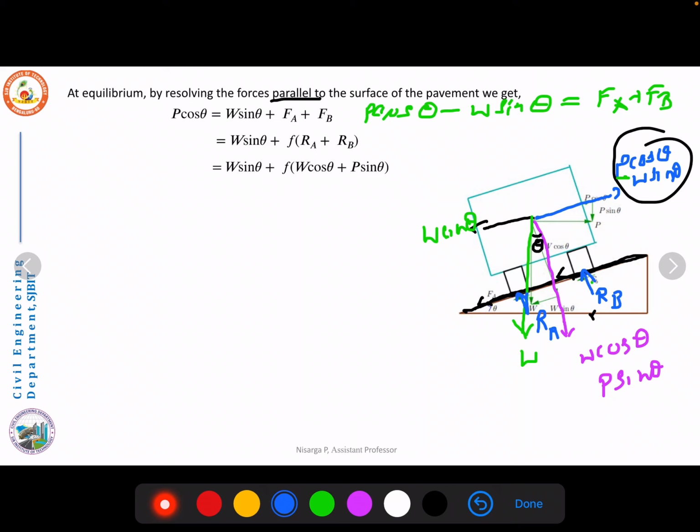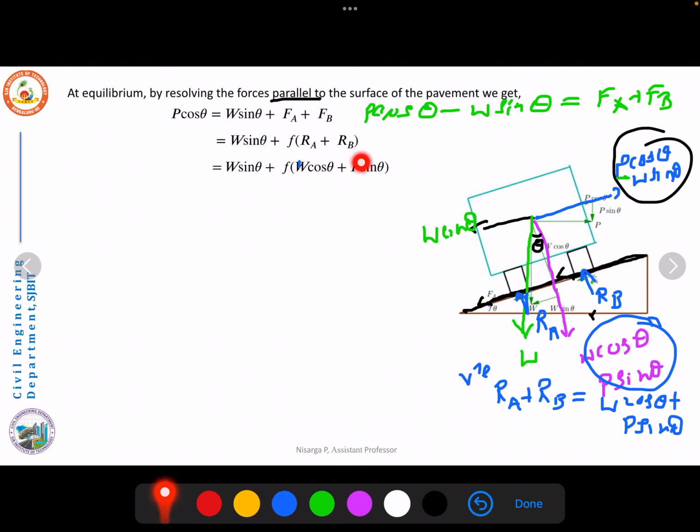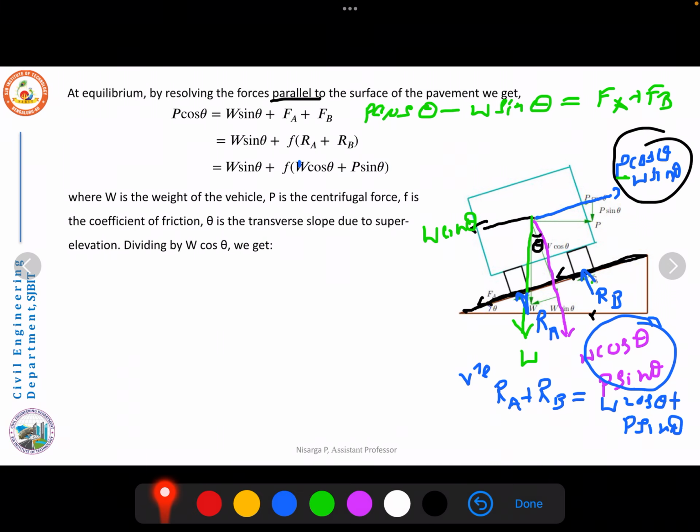So we'll consider all the forces acting in the vertical direction. Taking the vertical direction, we have Ra and Rb, the resultant forces, which will be equal to W cos theta plus P sin theta. That is what has been substituted here. In place of Ra and Rb, we are substituting the forces acting in the downward direction, W cos theta and P sin theta. Here W is the weight of the vehicle, P is the centrifugal force developed, f is the friction coefficient, and theta is the transverse slope provided due to the superelevation.